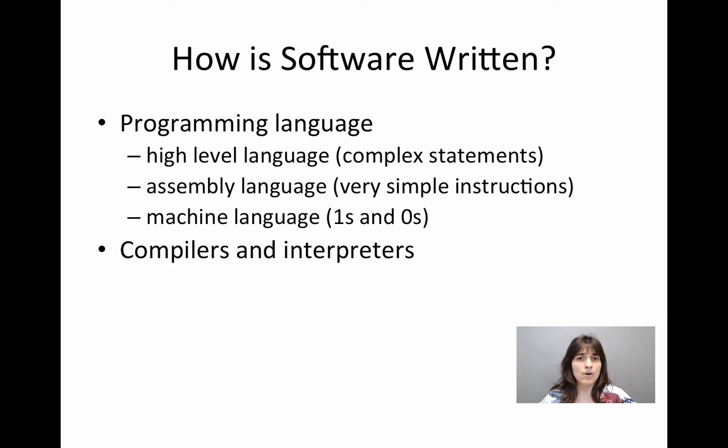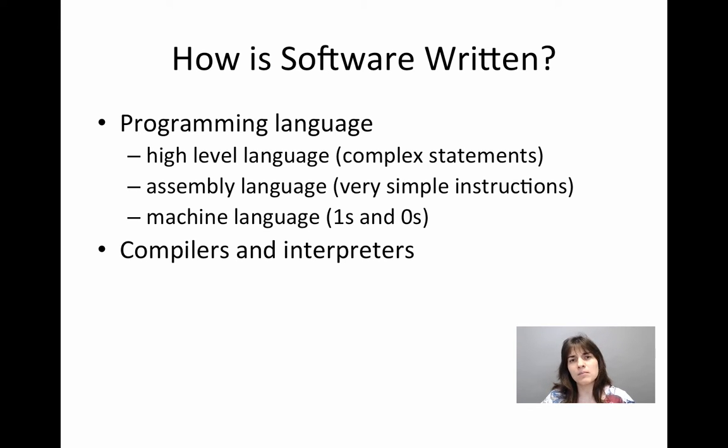The translation, however, to machine code still needs to happen somehow. Compilers and interpreters are those programs that will make this possible. They will take our code, which is written in a high-level language, like Java, and will translate it gradually to machine code.